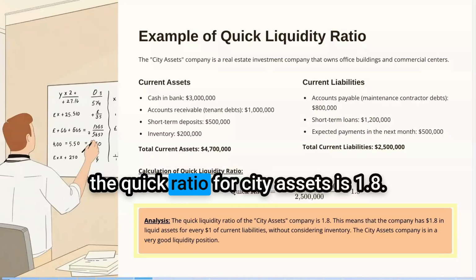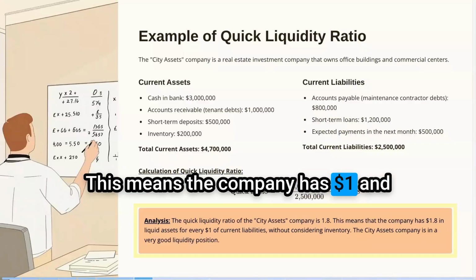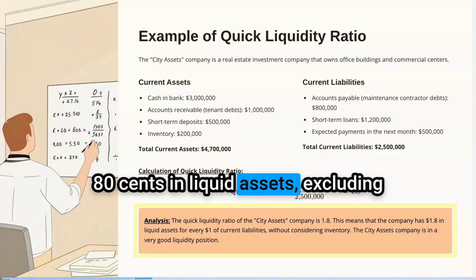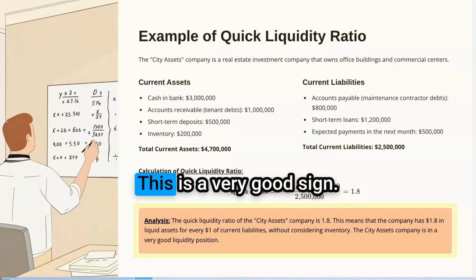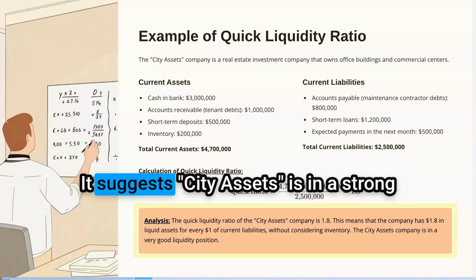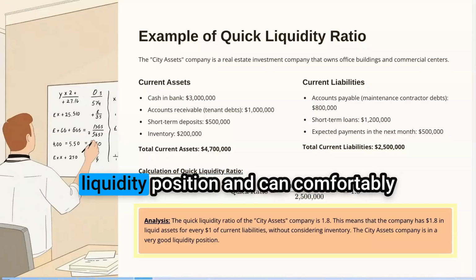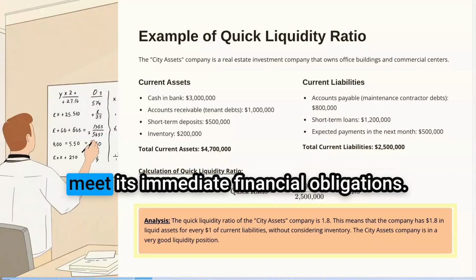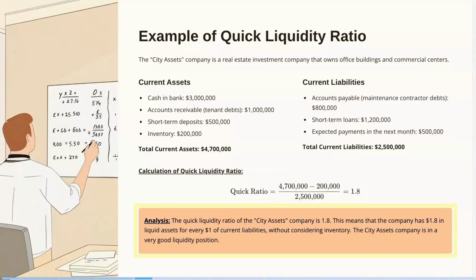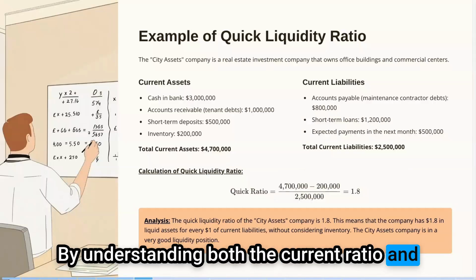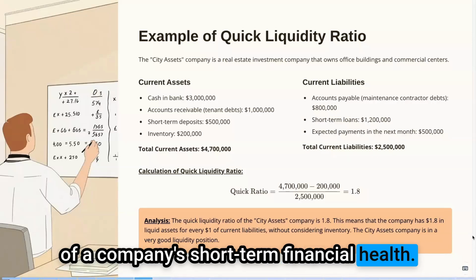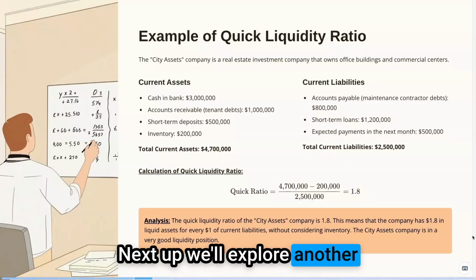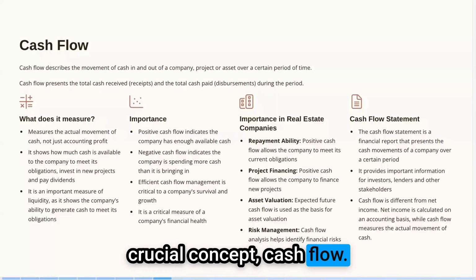Analysis. The quick ratio for City Assets is 1.8. This means the company has $1.80 in liquid assets, excluding inventory, for every $1 of current liabilities. This is a very good sign. It suggests City Assets is in a strong liquidity position and can comfortably meet its immediate financial obligations. By understanding both the current ratio and the quick ratio, we get a more rounded view of a company's short-term financial health. Next up, we'll explore another crucial concept, cash flow.